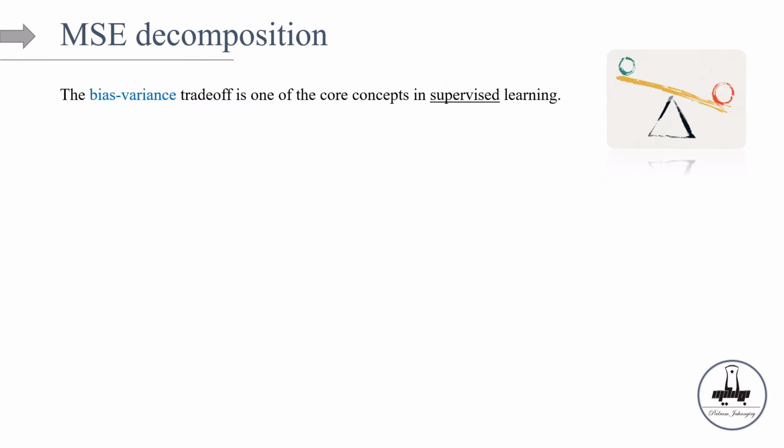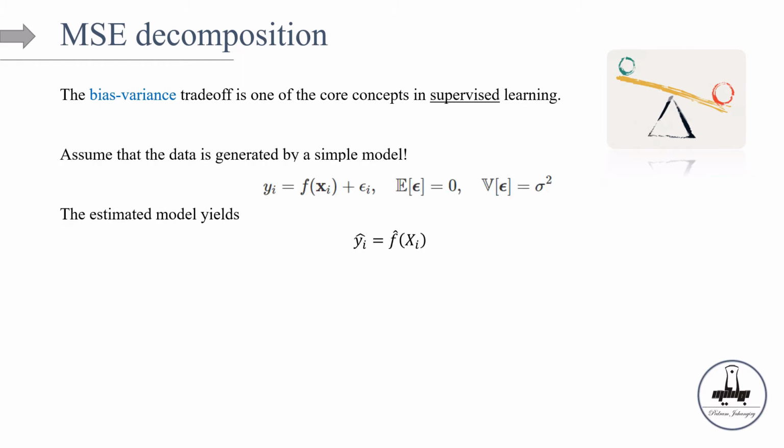Okay, now let's see if we can mathematically decompose this MSE, mean squared error. As we stated earlier, the bias variance trade-off is one of the core concepts in supervised learning, right? Assume that the data is generated by a very simple model, and this is our model. Our target variable is a function of x. We can add the parameters and hyperparameters as well, plus some noise. And this is a property of our noise, right? On average, it's 0, and the variance is constant. The estimated model will be something like this. Our y hat, these are the predicted values, is equal to f hat of x. So this is what the model is going to learn, right?